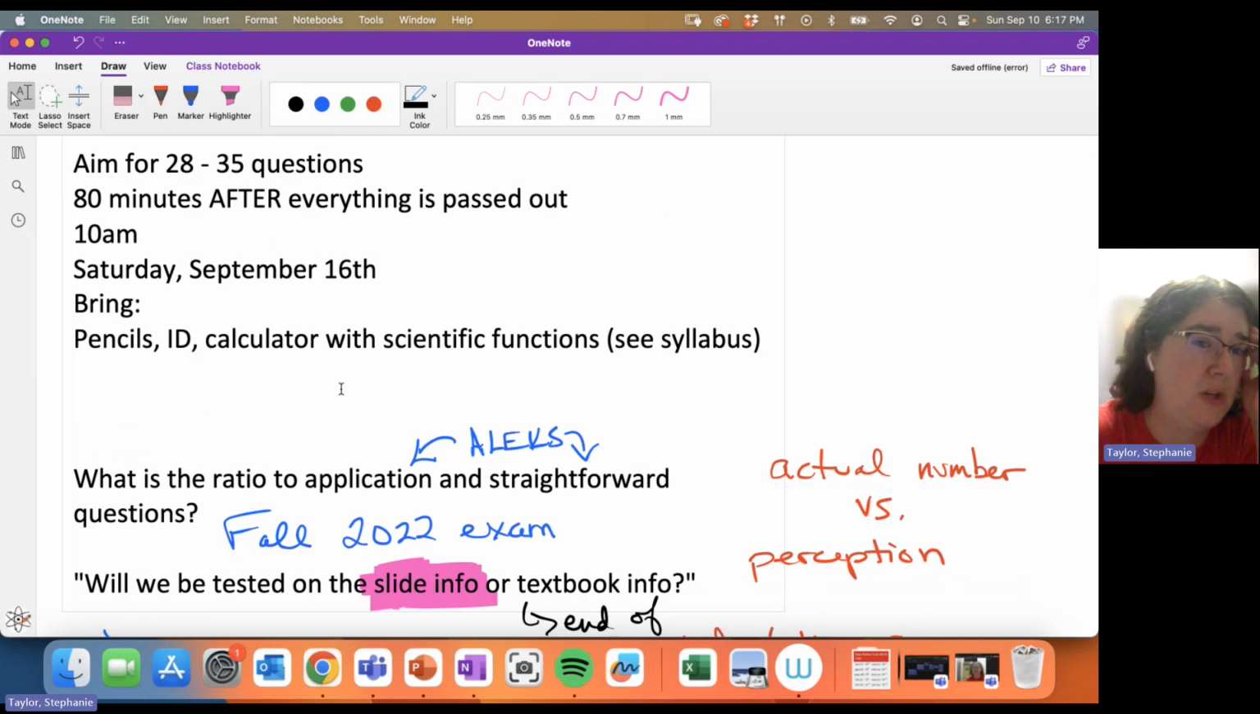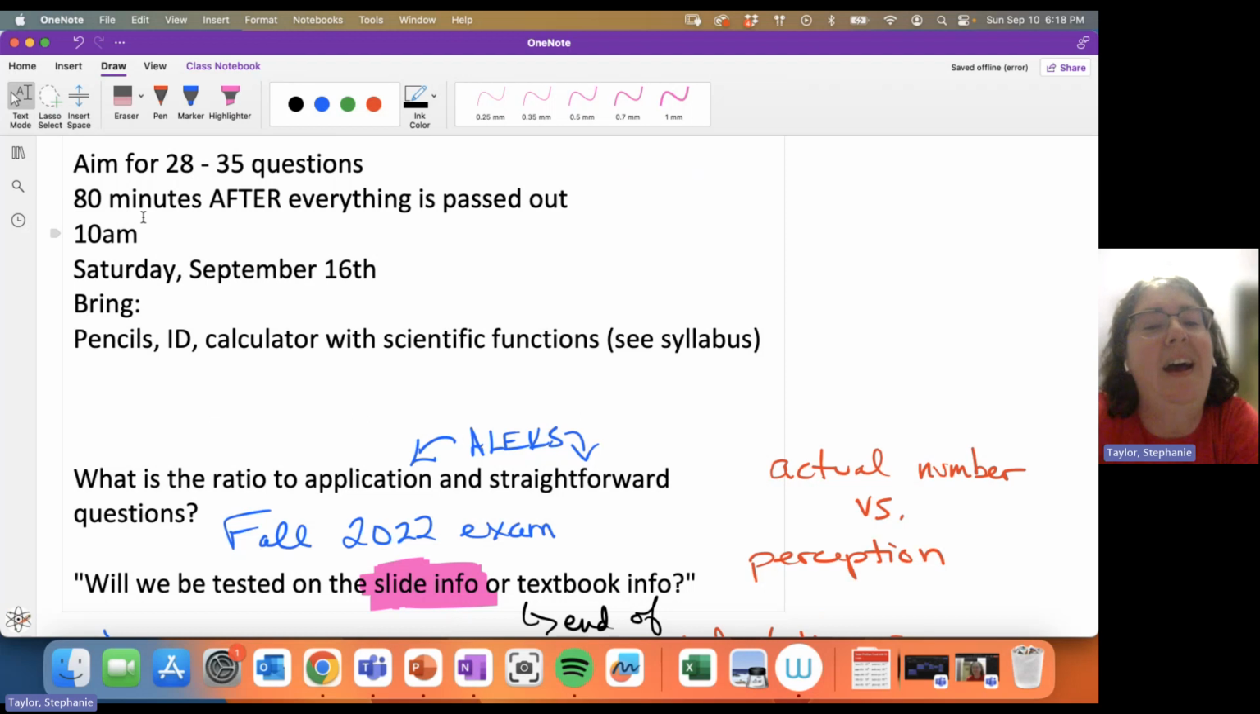We aim for between 28 and 35 questions. I know that's a really big range, but 28 is pretty much the lowest we go. 35, I don't actually know that I've ever seen us do an exam with 35 questions, and I've been here for 10 years. But it's what we use as the upper limit. 33 I've seen, but 35 I don't actually think I've seen.